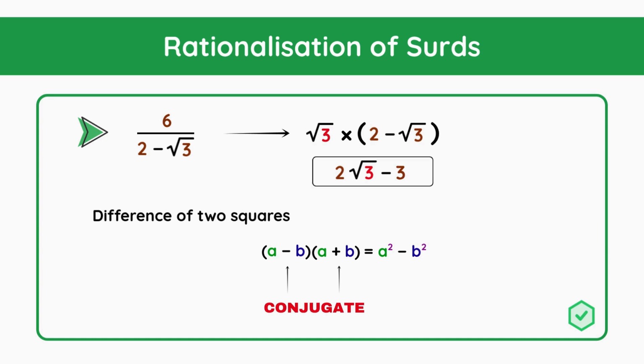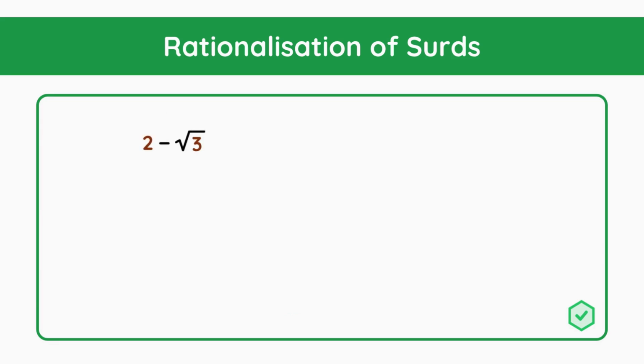Let's apply this. The denominator is 2 minus square root of 3. Its conjugate is the same expression but with the sign changed: 2 plus square root of 3. We multiply the top and bottom by 2 plus square root of 3. Let's calculate the new denominator first.